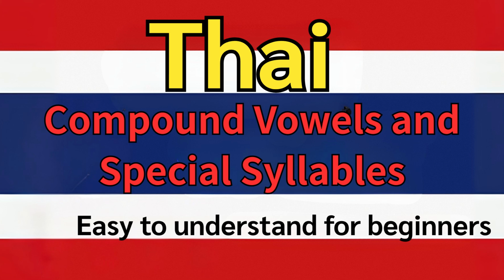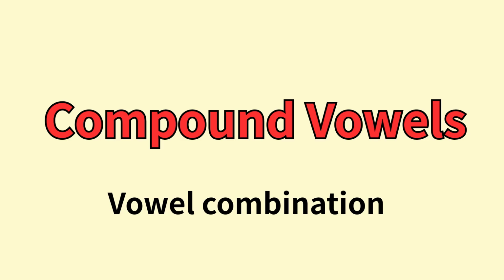Hello. Today I will give an easy to understand explanation of Thai compound vowels and special syllables for beginners. First, let's look at compound vowels. A compound vowel is a sound made by combining two vowels.